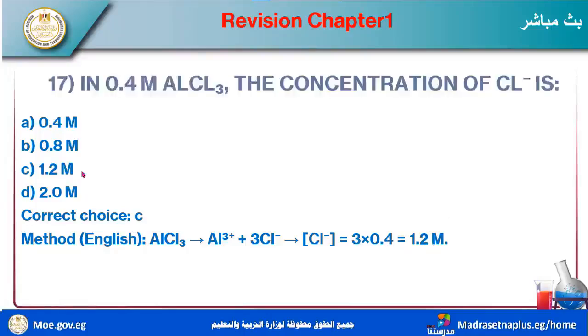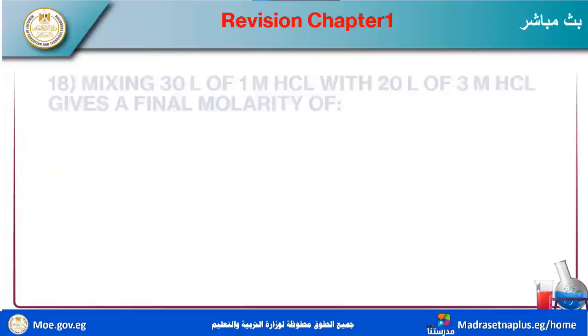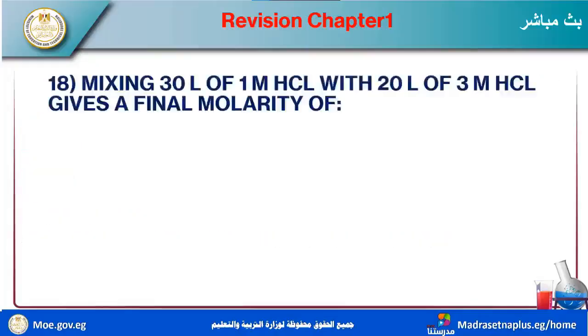Now this is the correct answer you need, but it depends on the way you solve the equation. Mixing 30 liters of 1 molar HCl with 200 liters of 3 molar HCl gives a final molarity of. Oh, this is very enjoyable.